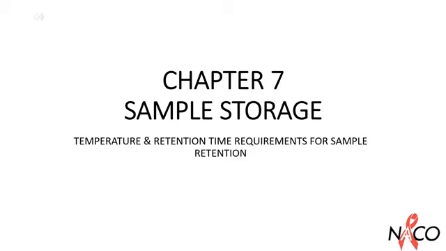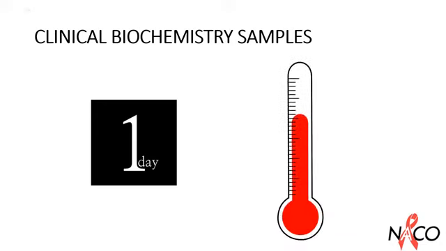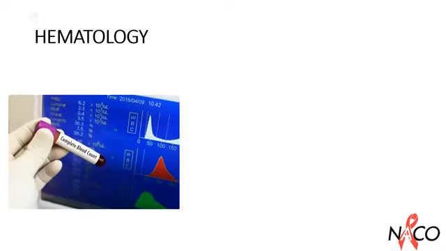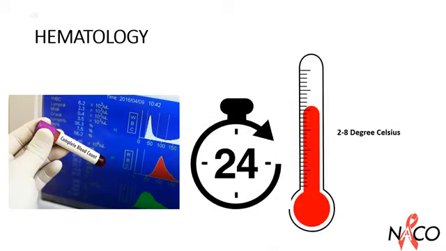Chapter 7 Sample Storage. Topic: Temperature and retention time requirements for sample retention. Specimens submitted for clinical biochemistry should be retained for 1 day at 2 to 8 degrees Celsius. Section: Hematology. Specimens submitted for complete blood counts should be retained for 24 hours at 2 to 8 degrees Celsius.